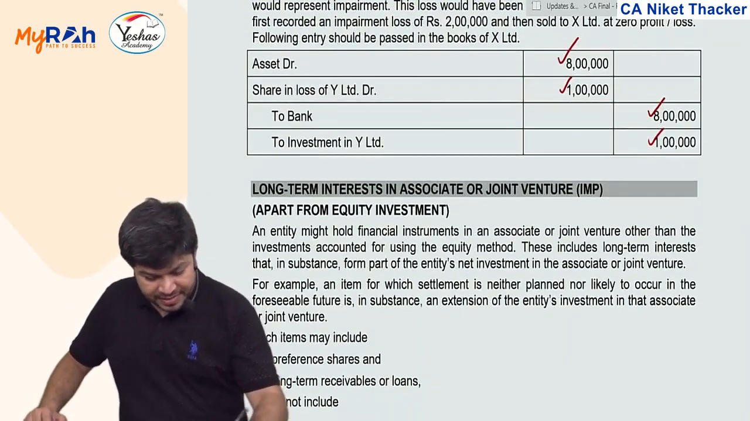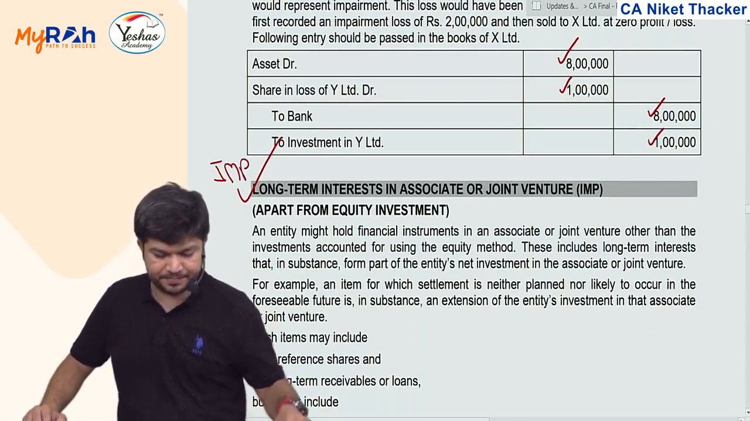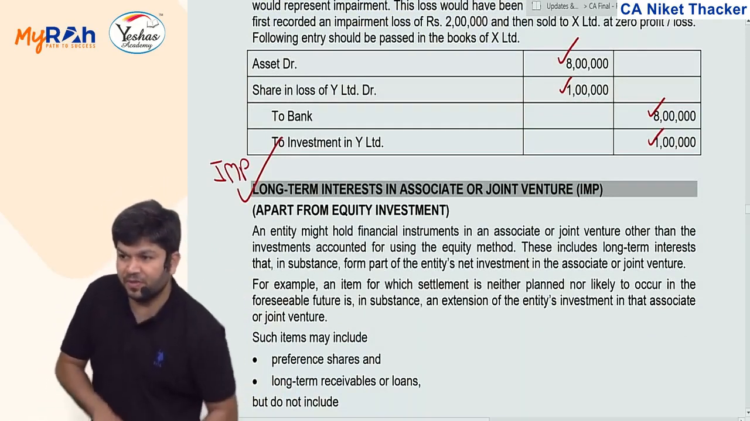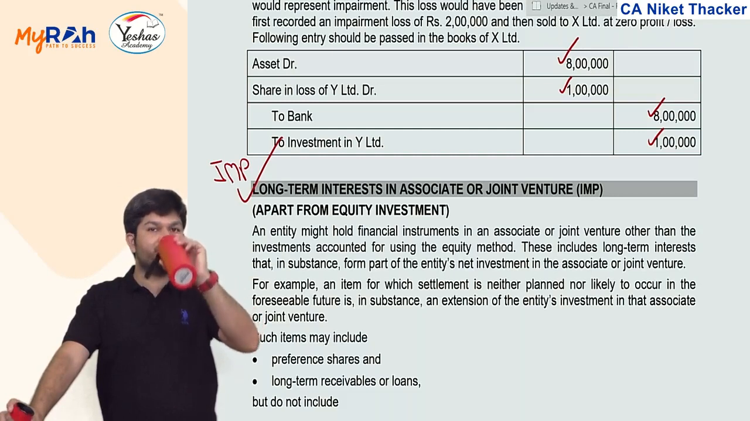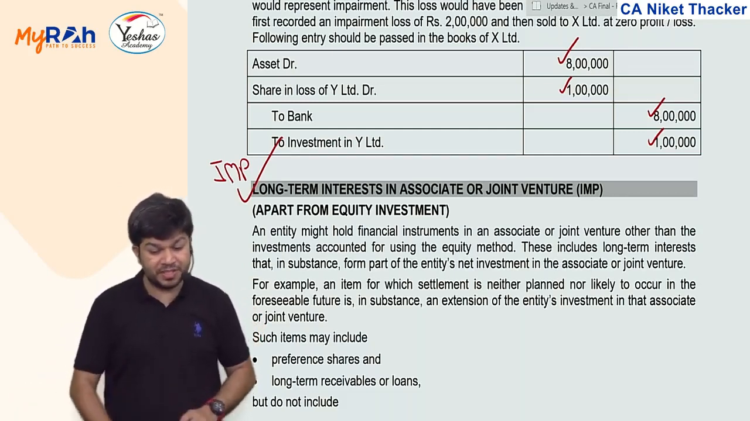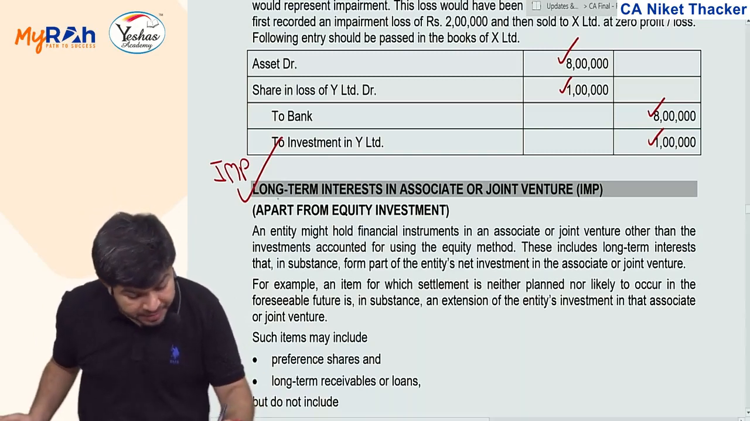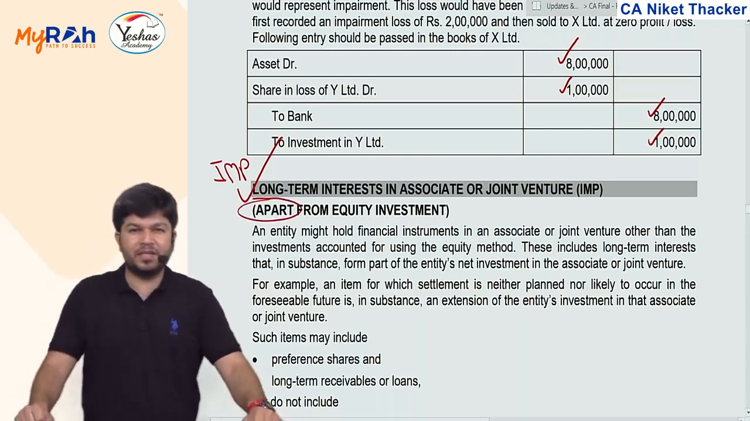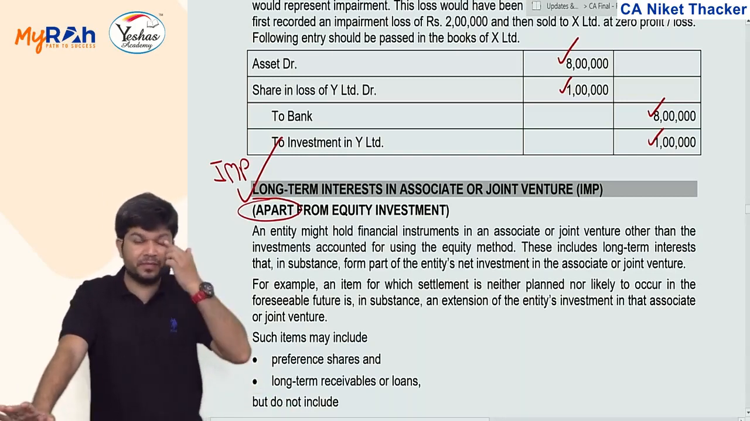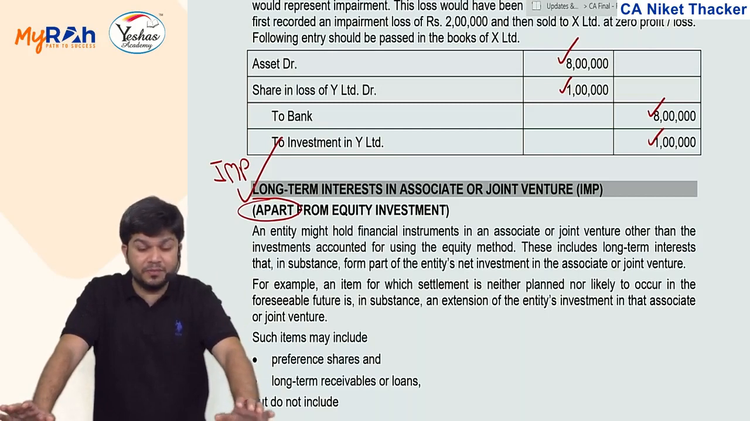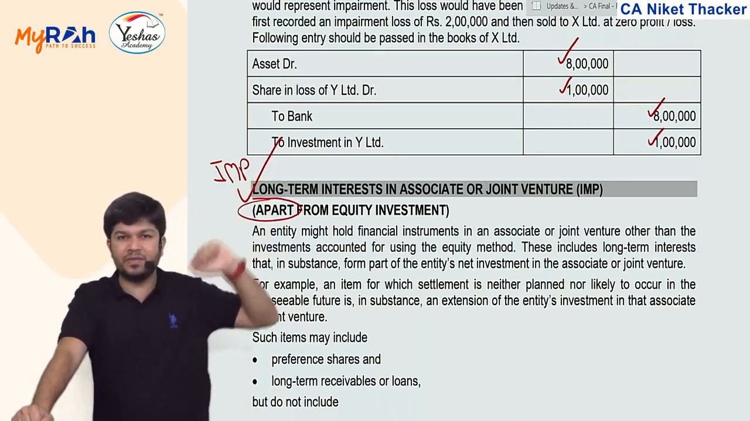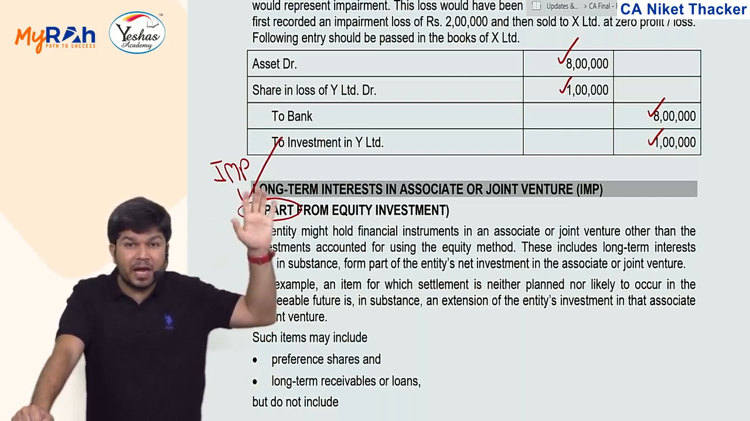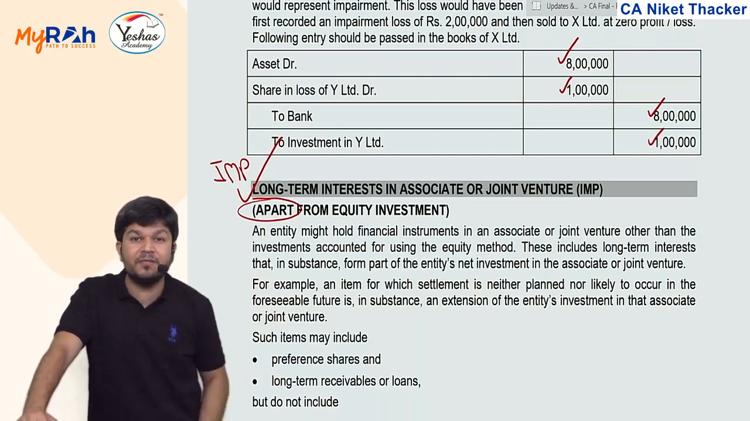Next, long-term interest in associate JV. Important. Long-term interest in associate or JV apart from equity instrument. Okay, in associate or JV you hold equity shares. If you have some other long-term interest, like you also hold their preference shares, or you have given some loan to them for which repayment is neither planned nor likely to occur in foreseeable future.